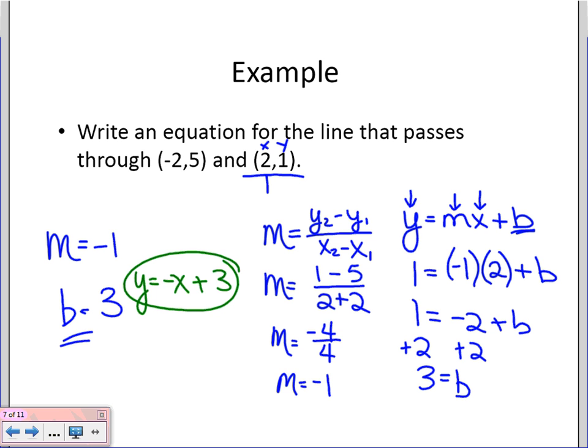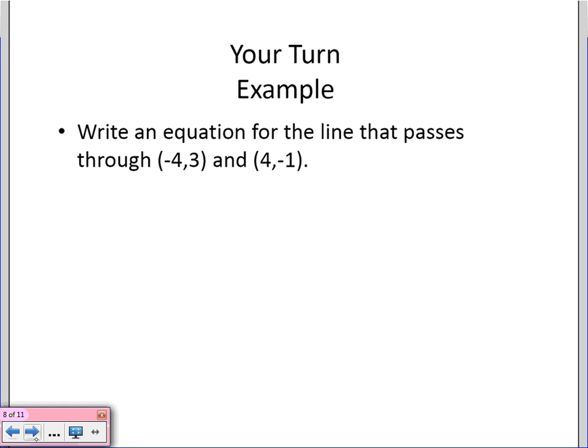Okay, so we've got to do a little bit of background work before we can get to our m and our b. All right, I'd like you to try this one. Go for it, give it the best shot you can, and when you're ready for the explanation, go ahead and replay me.